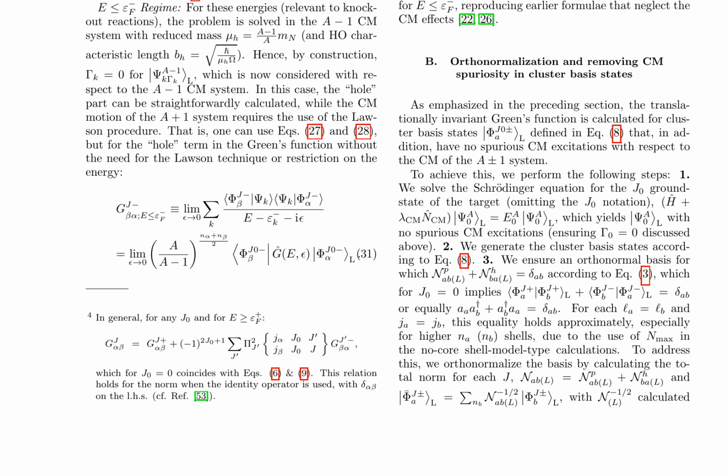For E less than epsilon minus, the problem is solved in the A-1 CM system, and the Green's function is calculated using equation 31. The T.I. whole norm is calculated through the imaginary part of the Green's function integrated over the energy range. The research emphasizes the importance of orthonormalization and removing CM spurious motion in the cluster basis states to ensure accurate calculations. The summary highlights the novel ideas and significant findings presented in the research, including the novel approach to calculating the T.I. Green's function and the importance of considering CM effects in heavy target reactions.